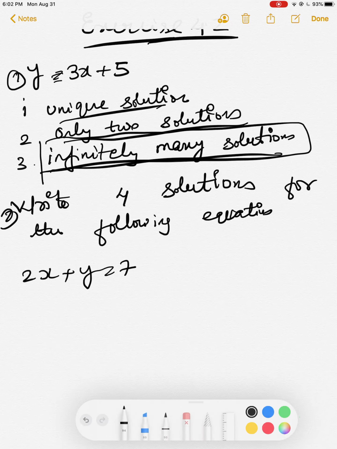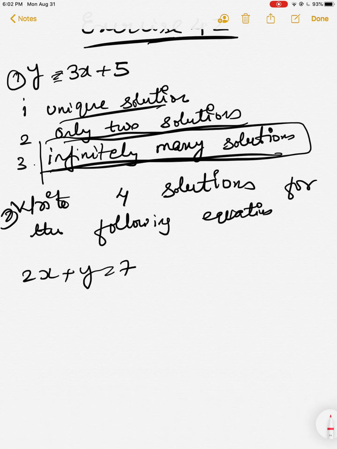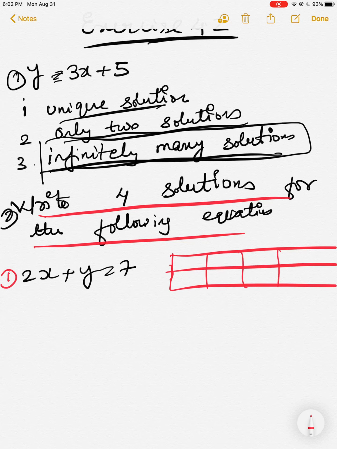Now second is, write four solutions for the following equations. Okay, now four solutions for this equation. This is the first equation. So first you make one table like this. This is x and y.